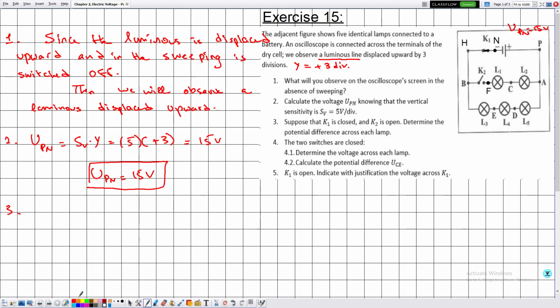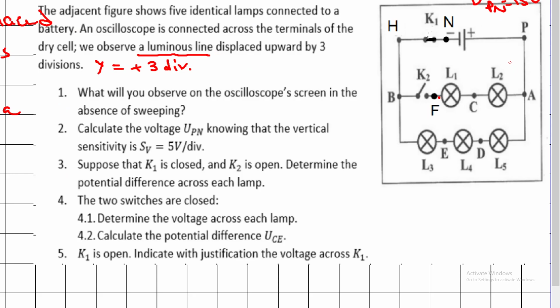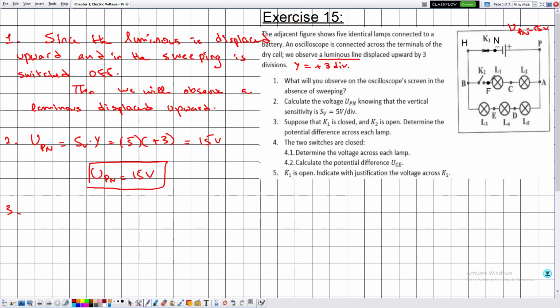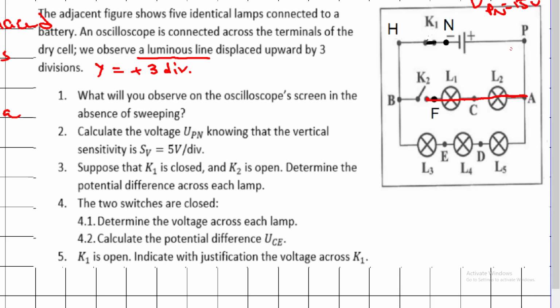So before we complete the question, let's do the following analysis. Notice that in this case the terminal F is a disconnected terminal, because the switch K2 is open, and a disconnected terminal can be simply considered as a connecting wire. Okay, so now they are telling me determine the potential difference across each lamp. So here we have 5 lamps that are identical.